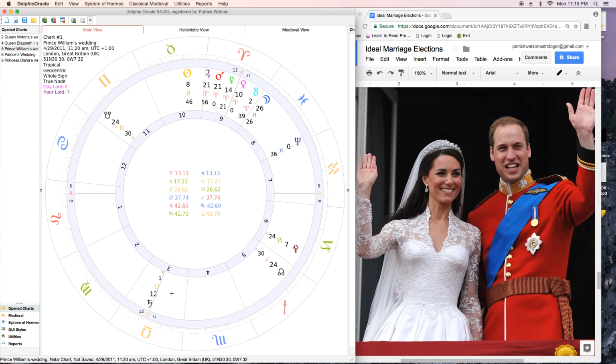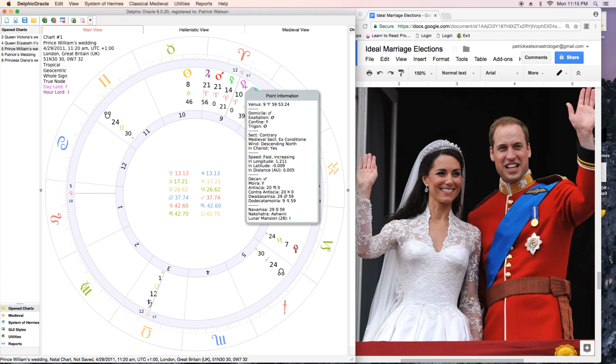I don't know a whole lot about their relationship, but what I do think is interesting is the fact that the rulers of the 1st and 7th are the Sun and Saturn, and both of them are ruled by Venus. And Venus in this chart, a lot like the chart of Queen Victoria's wedding, is pivotal, except this time it's on the MC rather than the descendant. It's on the midheaven.